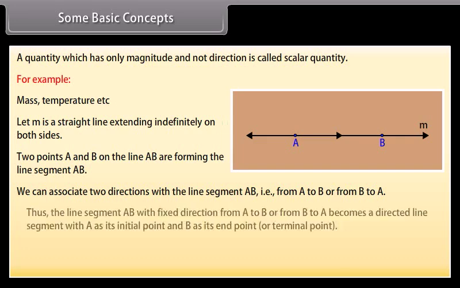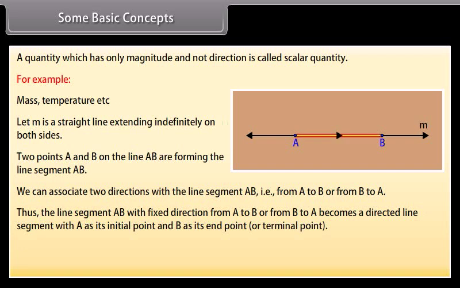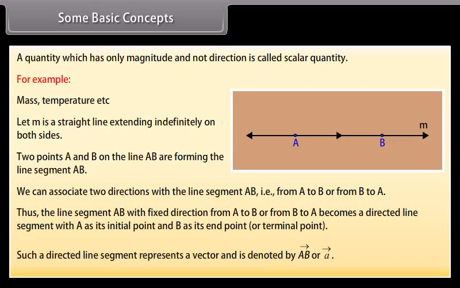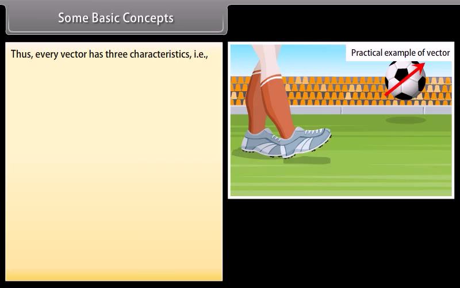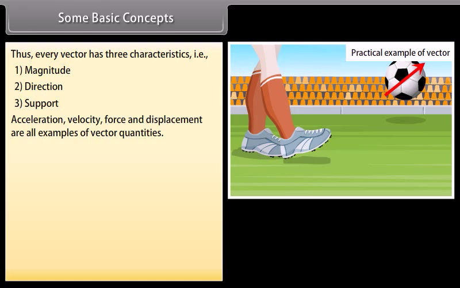Thus, the line segment AB with fixed direction from A to B or from B to A becomes a directed line segment with A as its initial point and B as its end point or terminal point. Such a directed line segment represents a vector and is denoted by vector AB or vector A. Practical example of vector. Thus, every vector has three characteristics, that is, 1. Magnitude, 2. Direction, and 3. Support. Acceleration, velocity, force, and displacement are all examples of vector quantities.